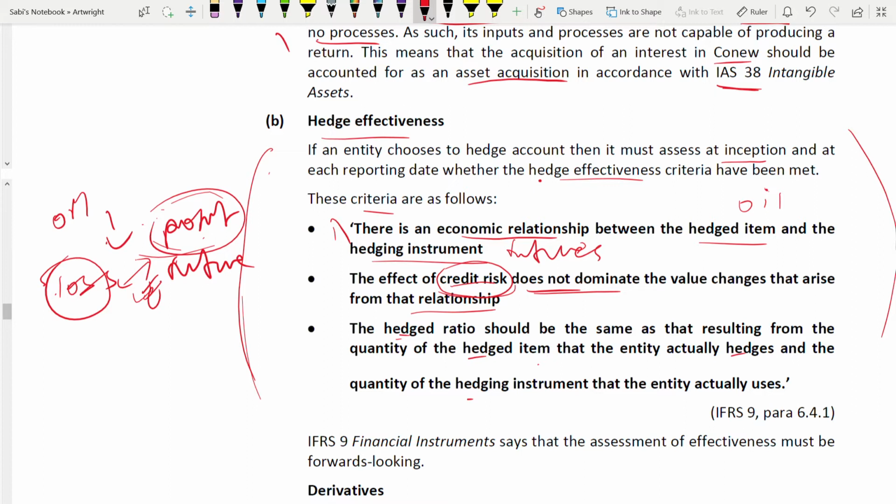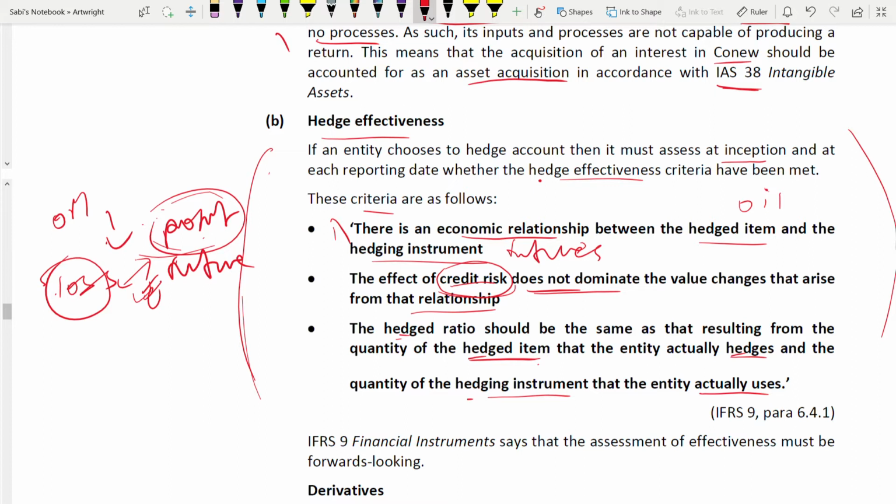What does it mean? Quantity of the hedged item, that is the oil that you are hedging, that the entity actually hedges, how much oil they're hedging, versus the quantity of the hedging instrument. What is the quantity of the hedging instrument that the entity actually uses? For example, 5 contracts, 6 contracts, how many? So that ratio should be the same.